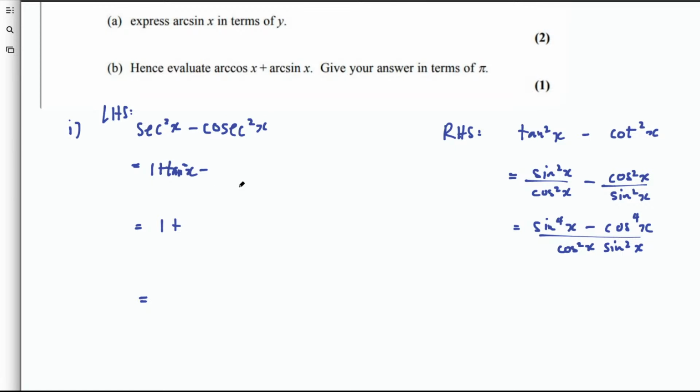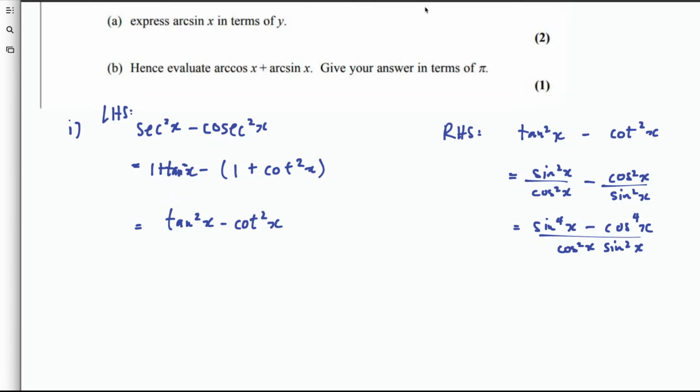So cosecant squared is 1 plus cotangent squared. Of course. I'm guessing you already had that part. And then this simplifies to tan squared plus cotangent squared. Nice. Okay.